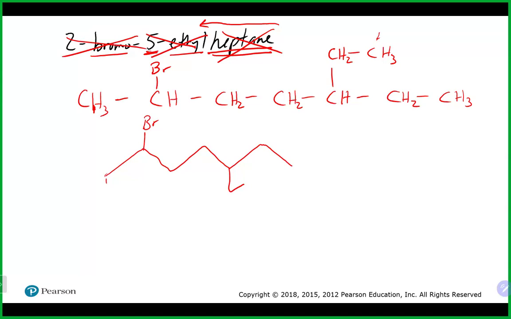Expanded structure would look just like the condensed, except all the hydrogens would have lines right out to them. So actually drawing the structure is sometimes easier than going the naming part. But you should always work backwards. Any questions on that there? So why don't you try one here?